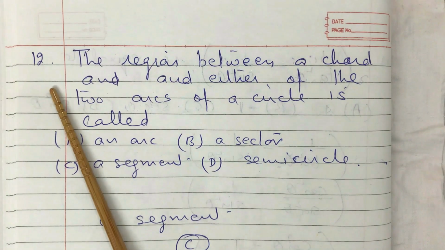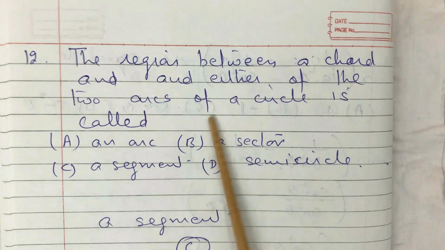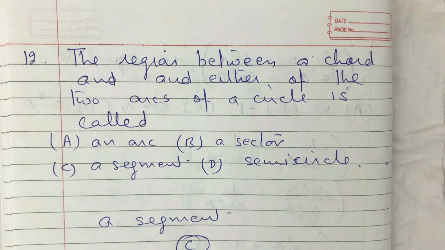Now the 12th question. The region between the chord and either of the 2 arcs of a circle is called a segment. So C is the option.